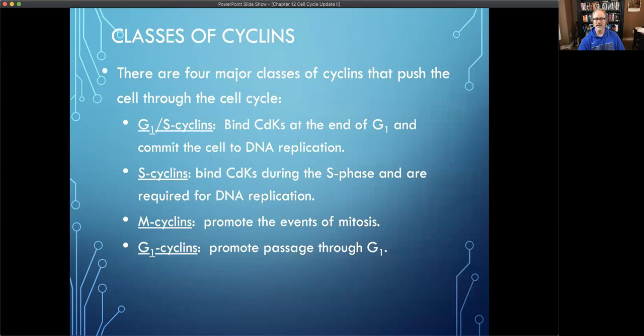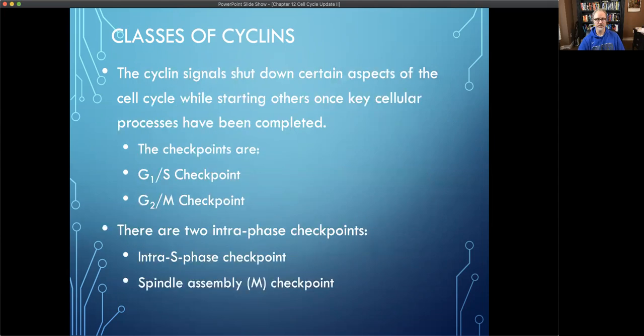So there's 4 major classes of cyclins. I don't know exactly how many total cyclins there are, but there's 4 major classes, and you have G1/S cyclins, and these are going to bind to the cyclin-dependent kinases here at the end of G1. These are going to commit the cell to replicating its DNA. Then you have S cyclins. These are the ones that are going to rise during the S phase. These are necessary for the various aspects of DNA replication. You have M cyclins that are going to promote the events of mitosis and all of the things that we've talked about in an earlier lesson. And then the G1 cyclins are going to push the cell through the G1 phase of interphase.